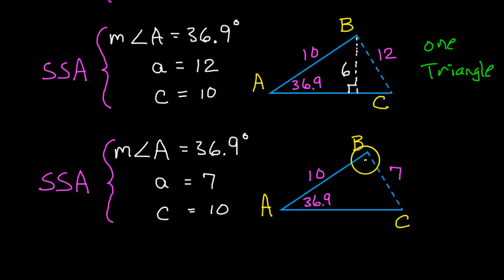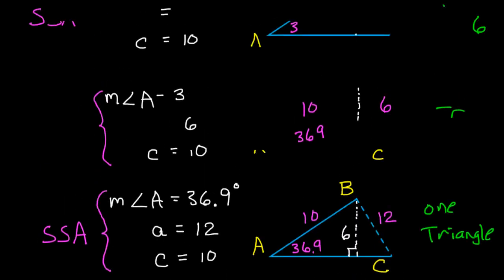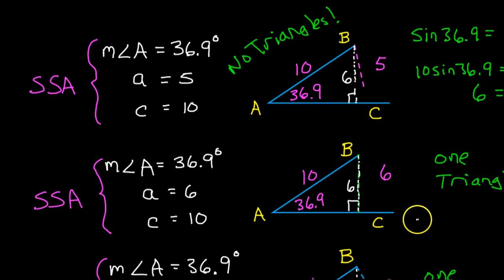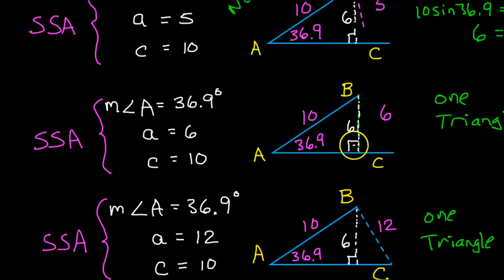We already know from the previous three problems that if we calculated the height of this triangle, it would turn out to be 6. So on the first problem, side A over here was too short to reach, so we weren't able to make a triangle at all. In fact, let's go back in time. In the first situation, it was too short. It couldn't reach the ground because the height was 6. So no triangles. In the second situation, it was just barely long enough to make a triangle. So it made one triangle, which was a right triangle.